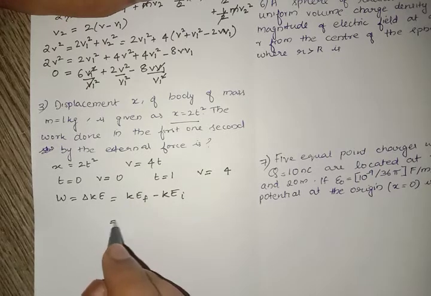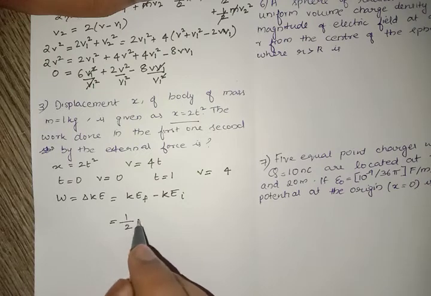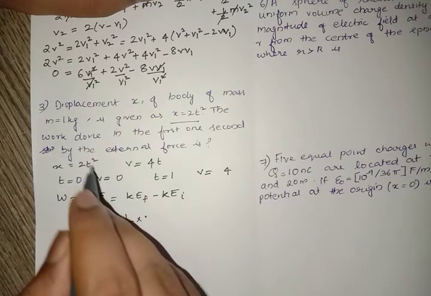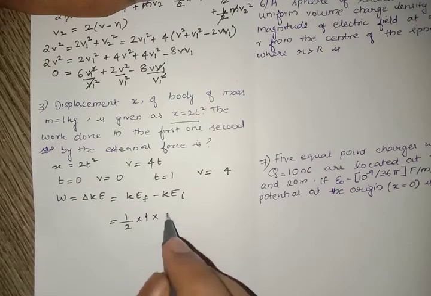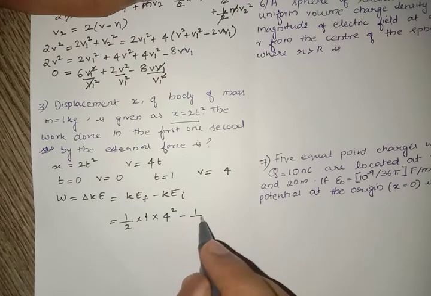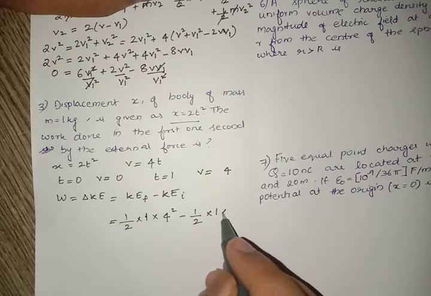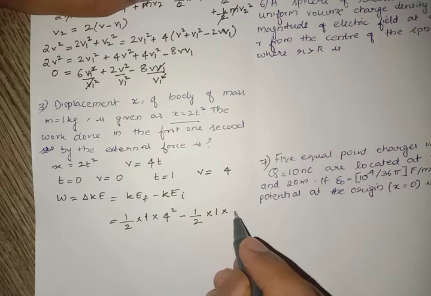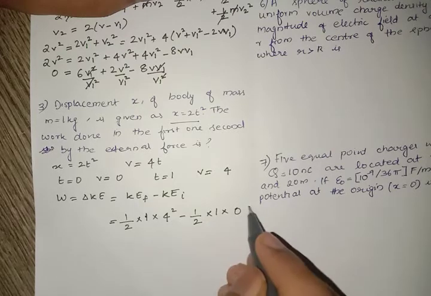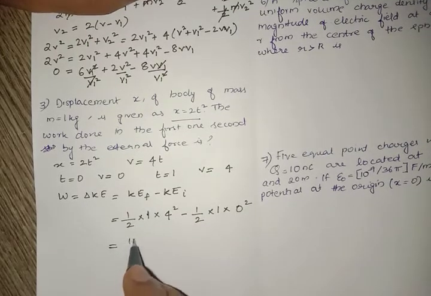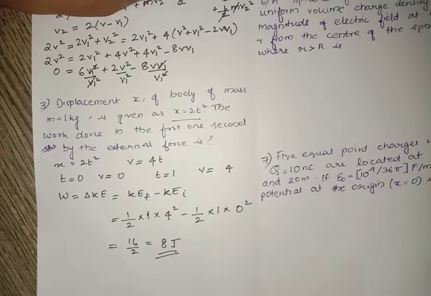KEF is equal to half into m, which is 1, into 4 squared, minus half into 1 into 0 squared. This is equal to 16 by 2, which is equal to 8 joules. So the total work done is 8 joules.